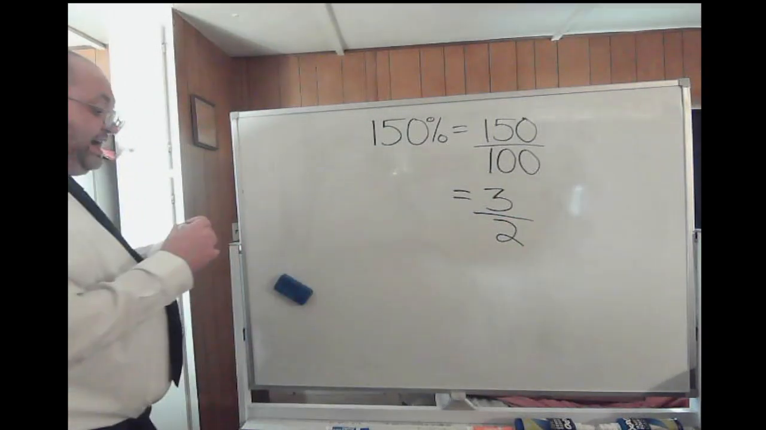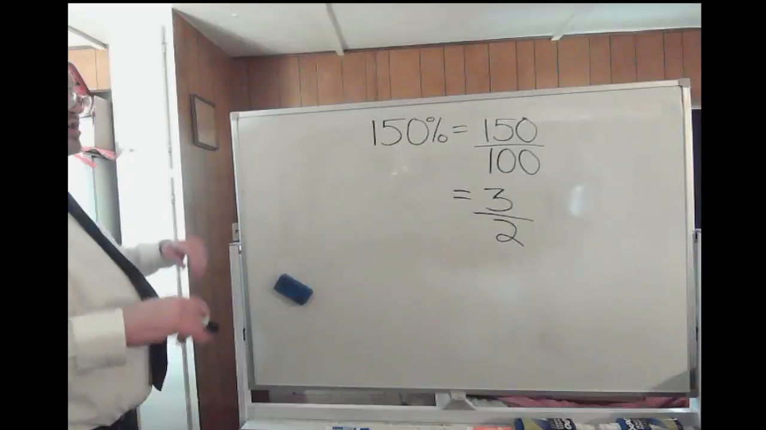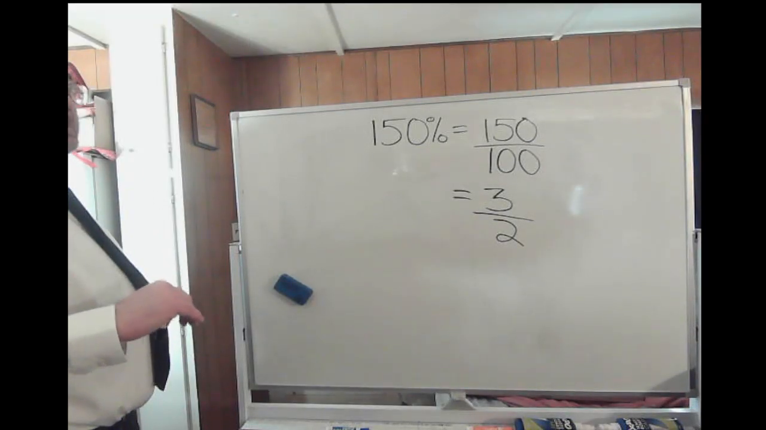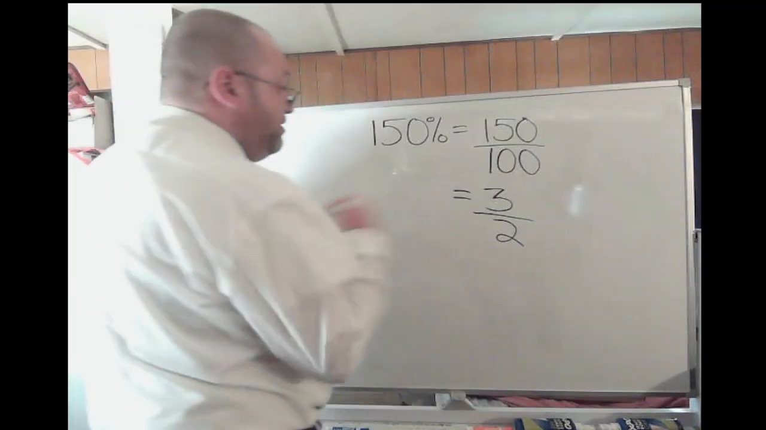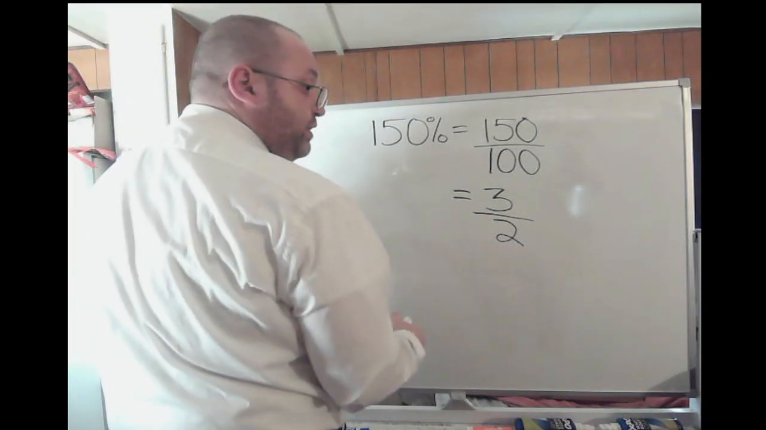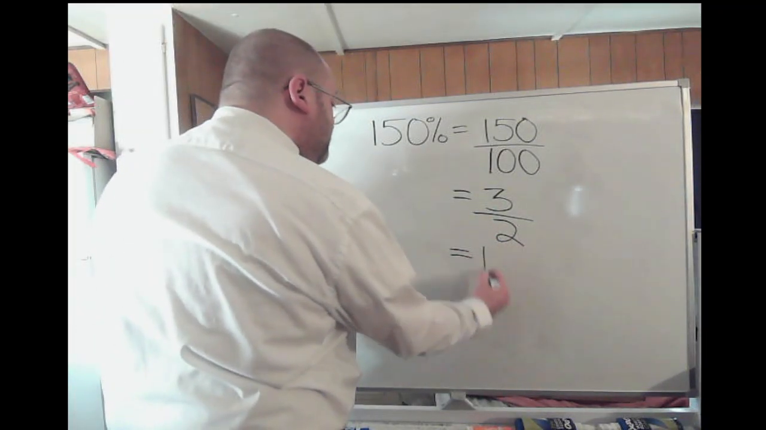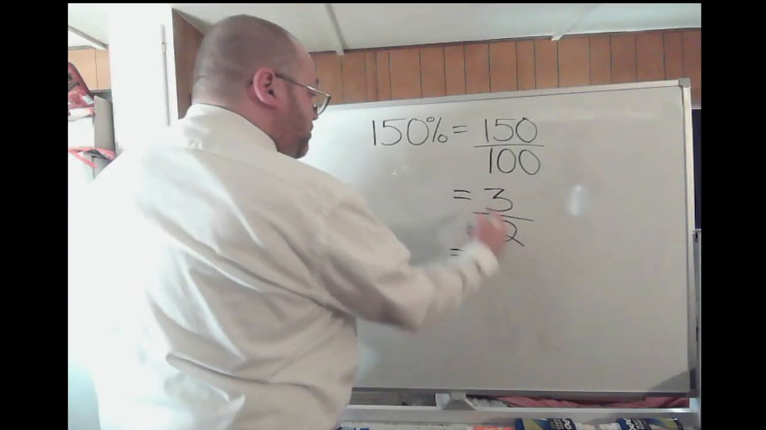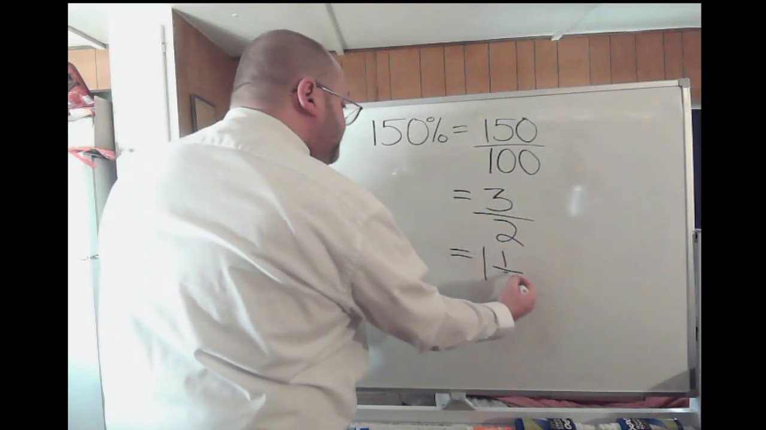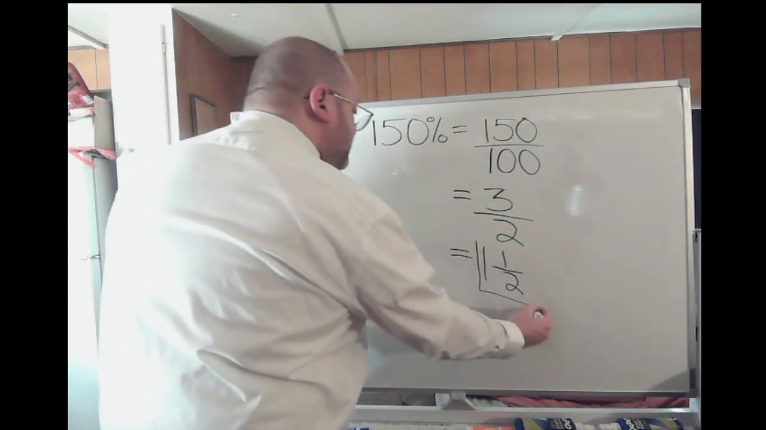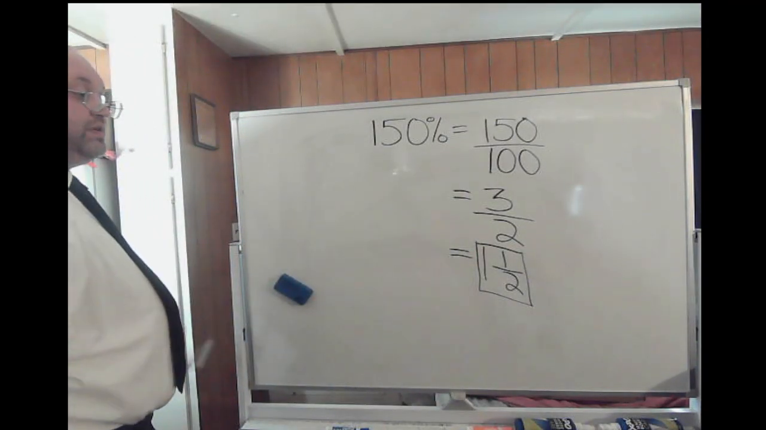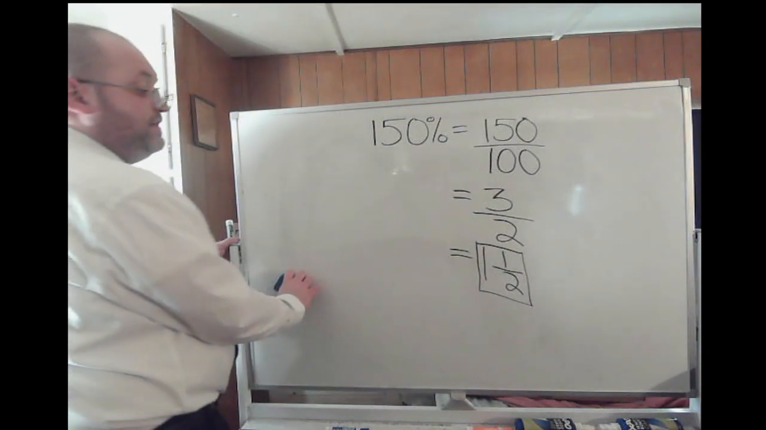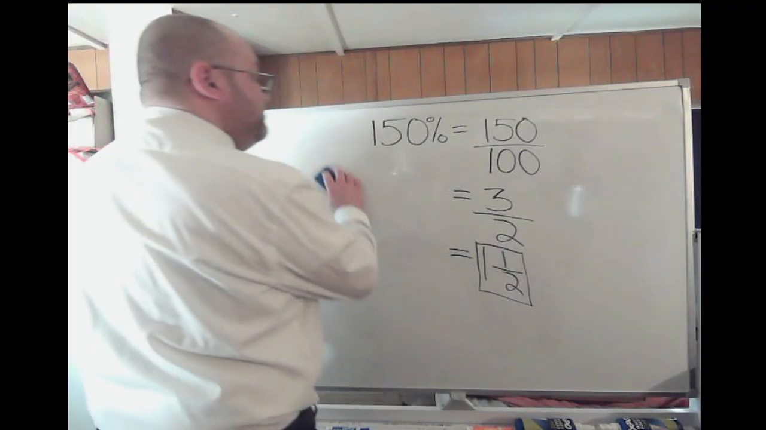You have 3 halves. So that would be an improper fraction. However, our goal is to get this as a mixed number. So we want to figure out how many times does 2 go into 3. It goes in 1 time. Then you'll have 1 left over. So the answer to this is going to be 1 and 1/2. You would get 1 and 1/2 as the mixed number for it.